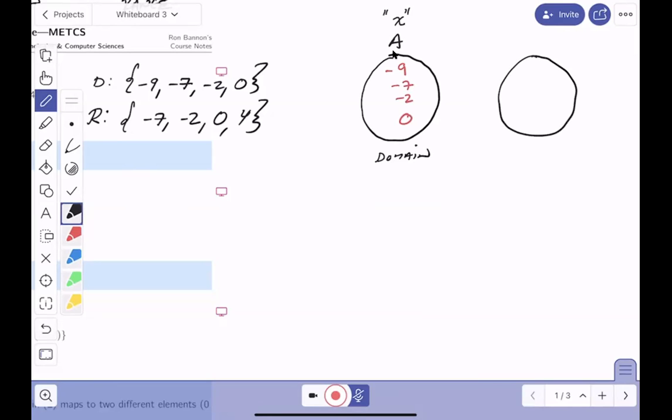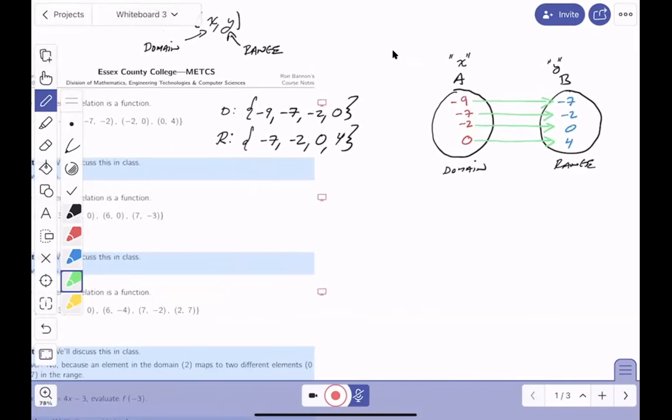Let's put the next bubble down. And we call this the set B, or the Y values, or the range. What's the range? Well, let's write this down. -7, -2, 0, and 4. Now let's talk about how they're connected together. -9 connects to -7. -7 connects to -2. -2 connects to 0. 0 connects to 4.